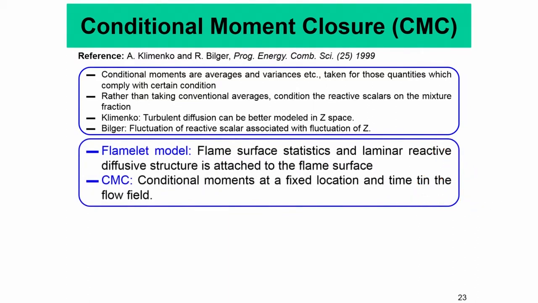So, in the flamelet model, the flame surface statistics and laminar reactive diffusive structure are attached to the flame surface. What we have done is that in the flamelet model, we solve for z tilde, the Favre mean z, and for the variance of z, and then we attach a diffusive reactive structure to it, either by solution from 1D or by solving xi I as a function of z.